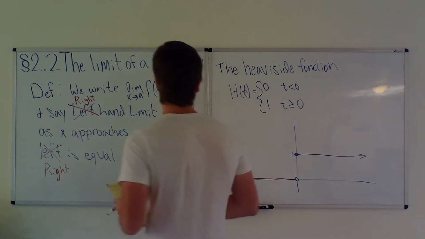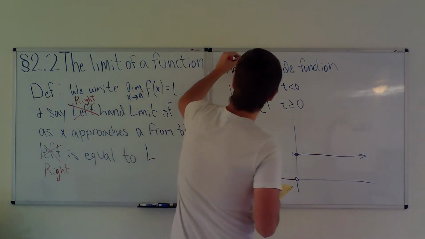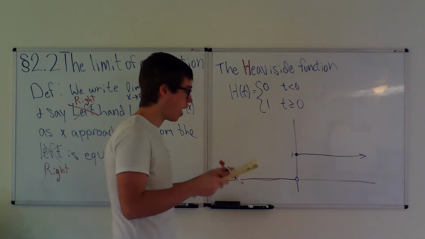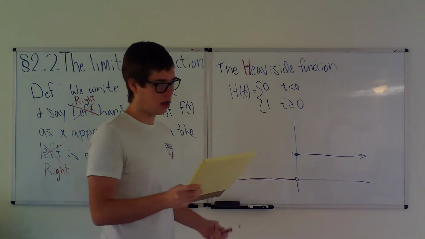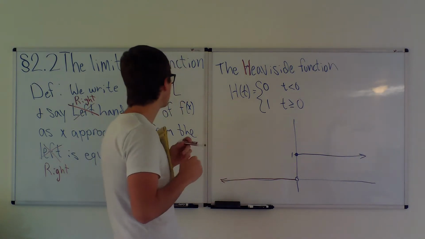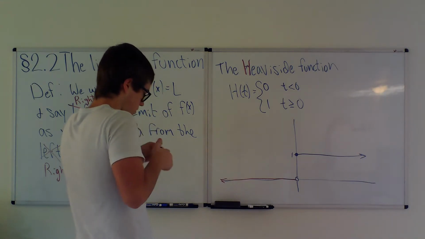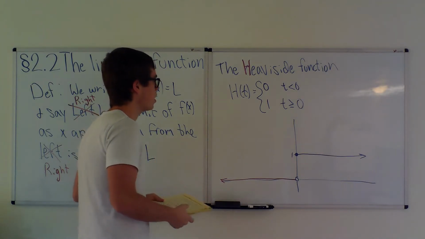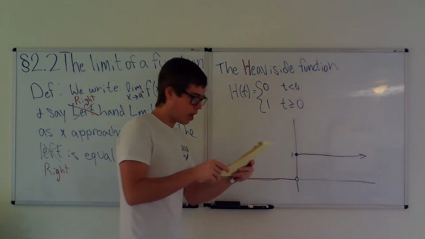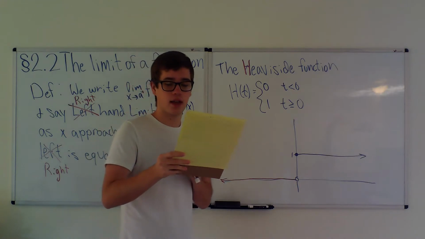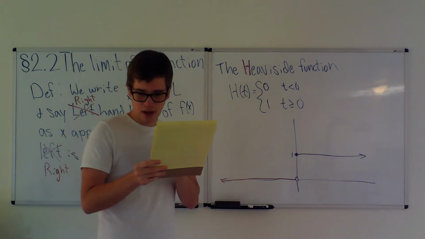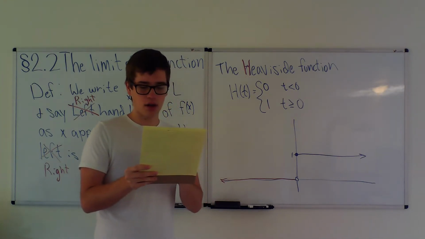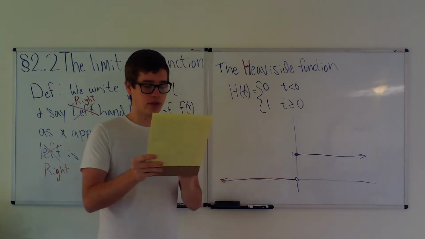Alright, so now let's look at a very important and very simple limit where they have different one-sided limits. The Heaviside function, named after the electrical engineer Oliver Heaviside, is described as an electric current that is switched on at time t equals 0.